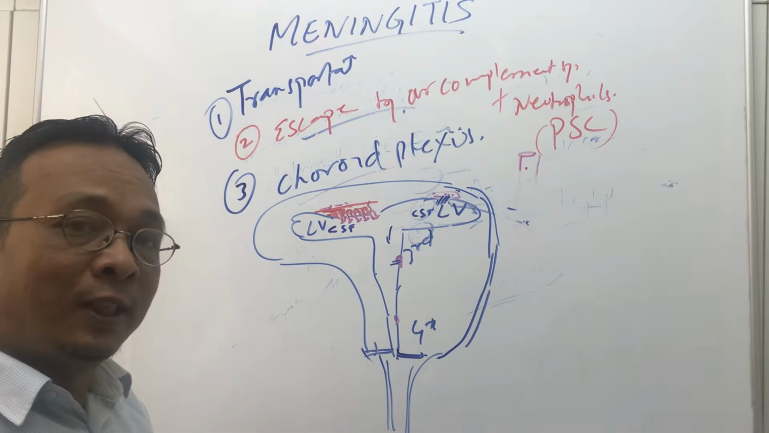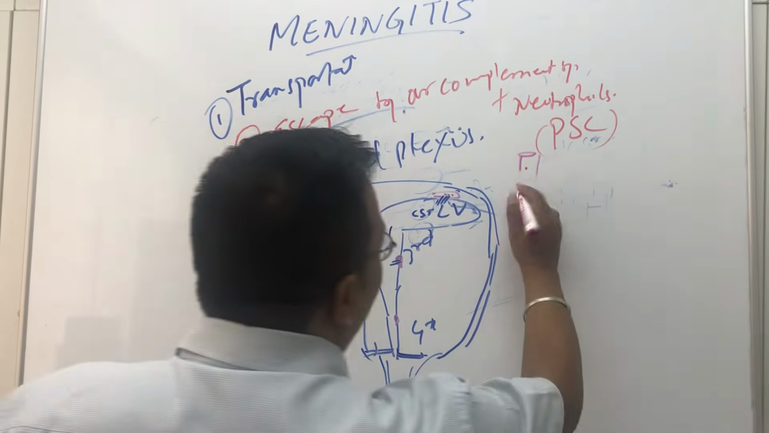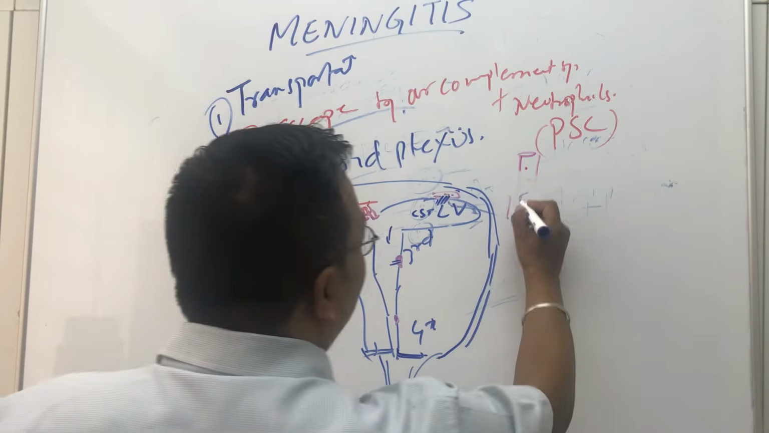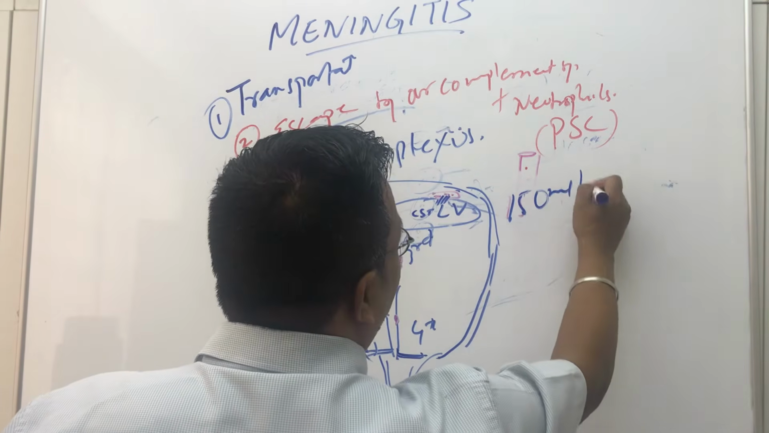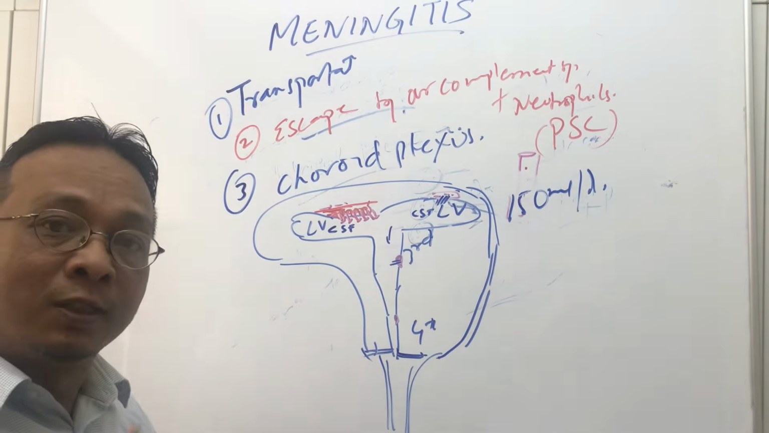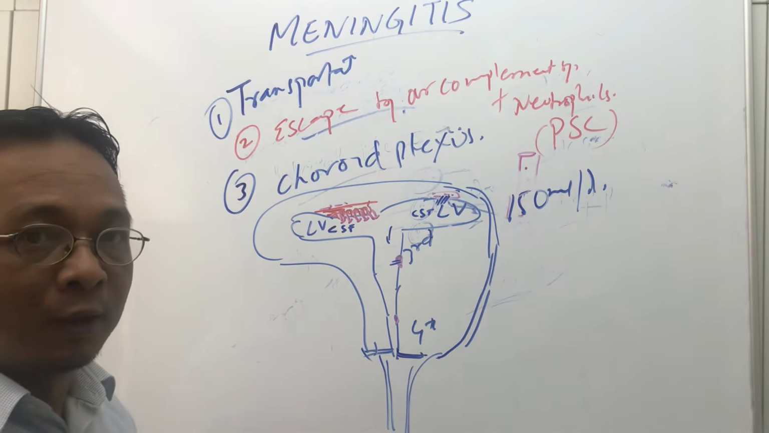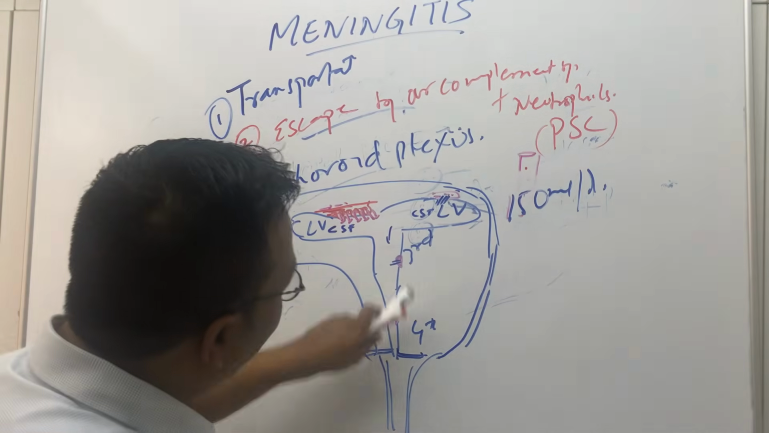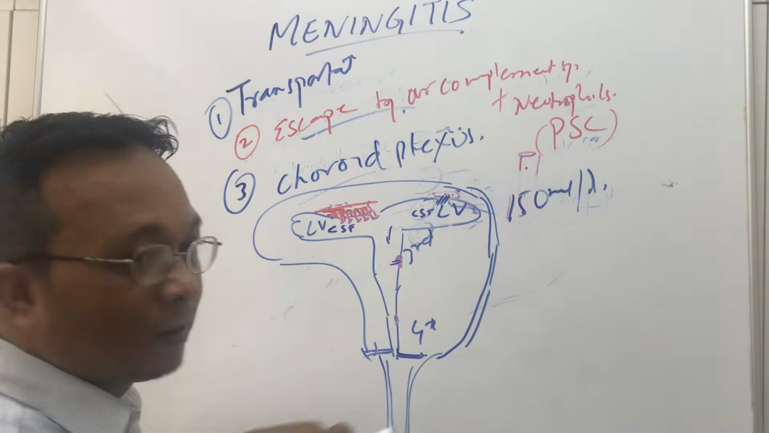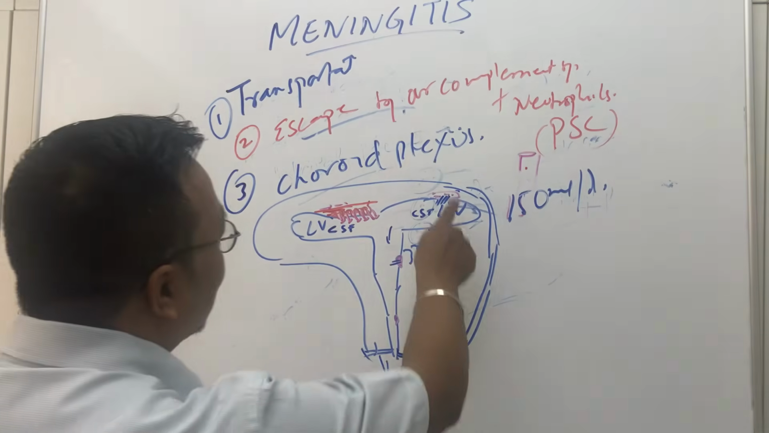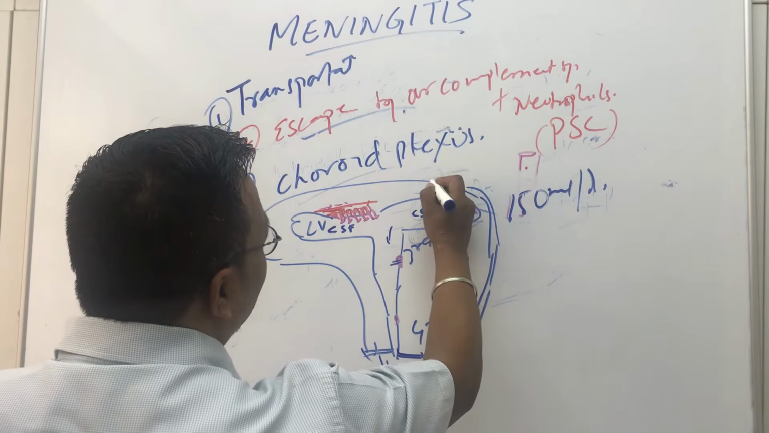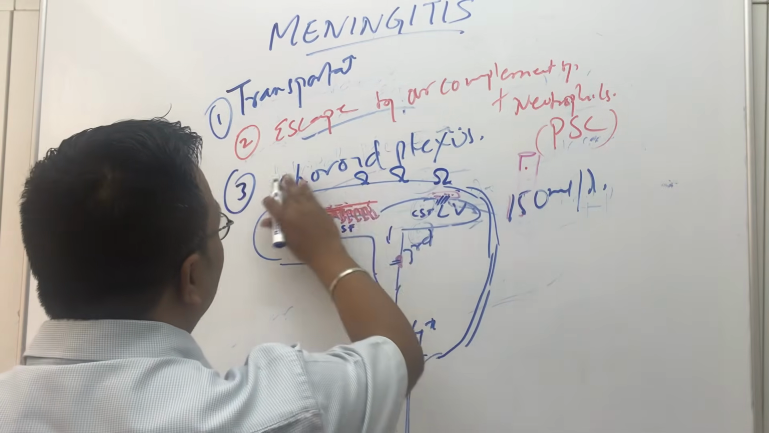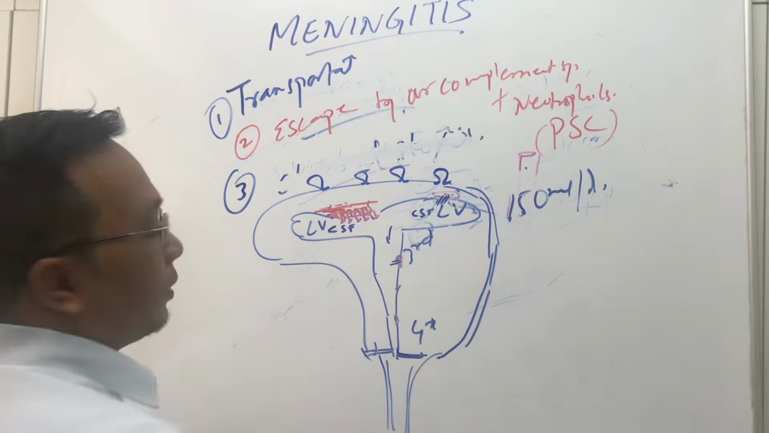We know that at any time you'll find about 150 ml of CSF, but every day 500 ml is formed. The normal volume of CSF is 150 ml. So if CSF is entering and circulating here, there must be an exit point. Where does it exit? There are some exit points.